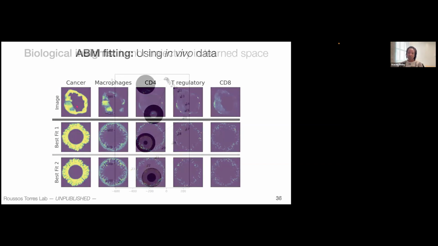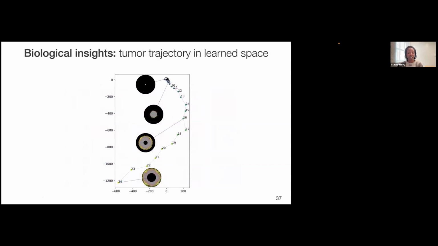So maybe just the next few slides are, well, what could we do with that information? We can look at how the tumor progresses in this learned space. So we can represent the simulated tumor output in the learned 2D space and see, as we vary the parameters, once we've calibrated the model, to explore different aspects of the tumor microenvironment, how does the tumor evolve in this learned space?